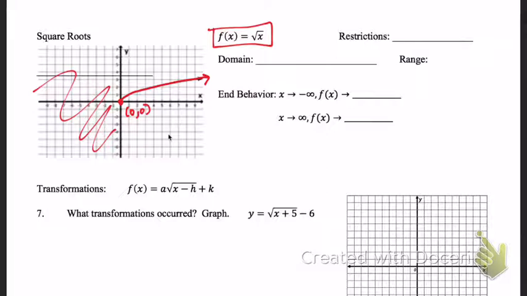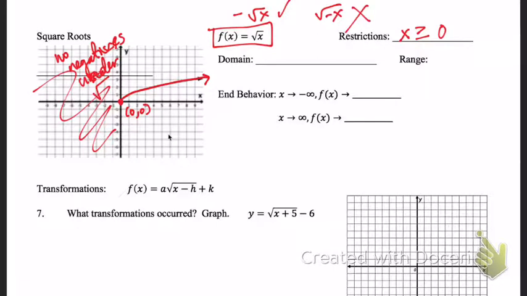And so the restrictions are when x is greater than or equal to 0. That's the restriction. So you can't have anything negative. No negatives under the square root, I should say. Because you could have negative square root of x, which just means it's going to flip or reflect the x-axis. So that is okay, but you can't have this. That's not okay.